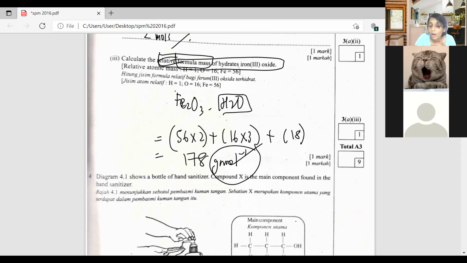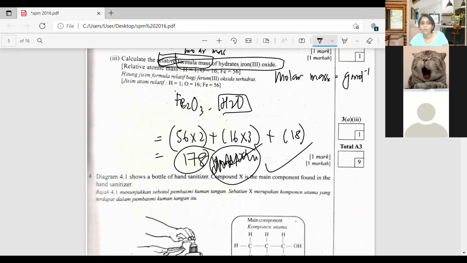Okay, so all of you write down in a different color pen. Molar mass only we use gram per mole. So in this question, you actually don't need to have gram per mole here, because they didn't ask you for molar mass. So it's not a necessity for you to give any unit whatsoever. 178 by itself is correct.